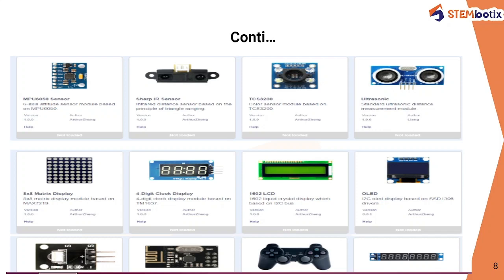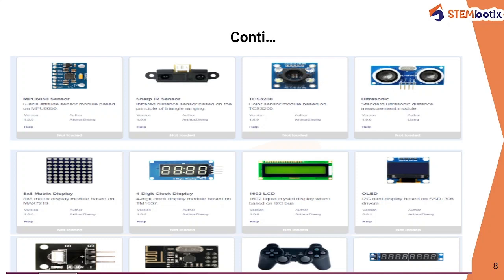Next is a 16 by 2 LCD, which is a liquid crystal display, and 16 characters and two lines are available in this LCD display. So here we also have the extension of an LCD module in our Blockzy software.